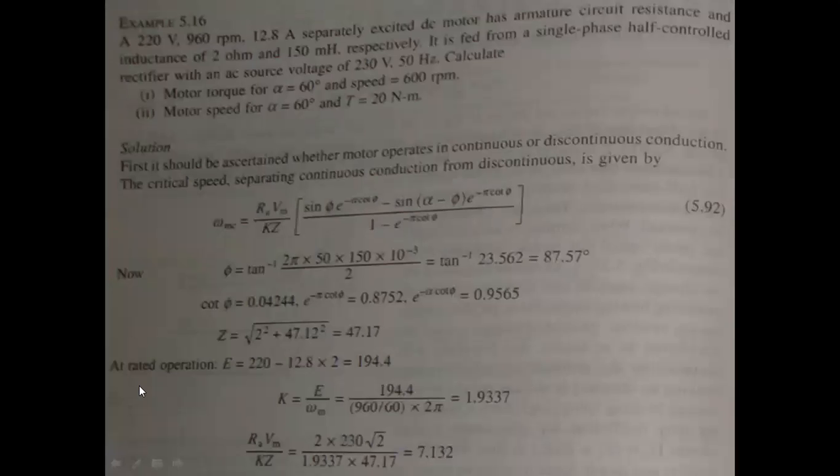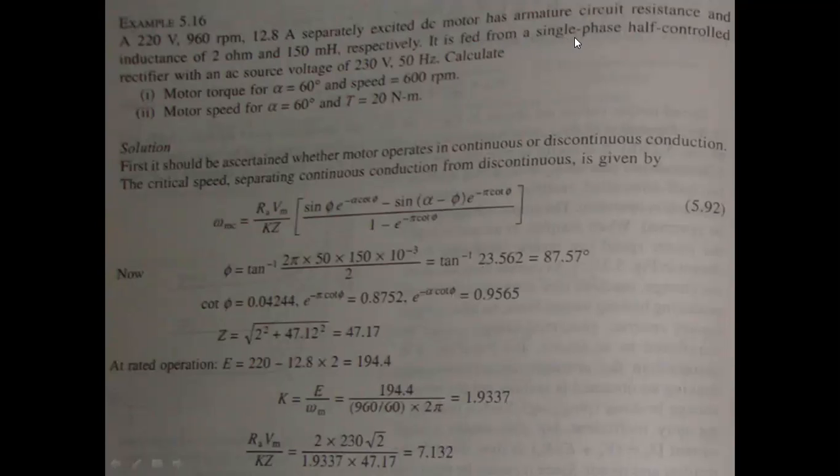You will see one problem. A separately excited DC motor is rated 220 volts, 960 RPM, and current 12.8 A. It has an armature circuit resistance and inductance of 2 ohms and 150 millihenries. So here also the resistance is 2 ohms and inductance is 150 millihenries. Again, you have to convert the milli into normal henries: 150 into 10 power minus 3.